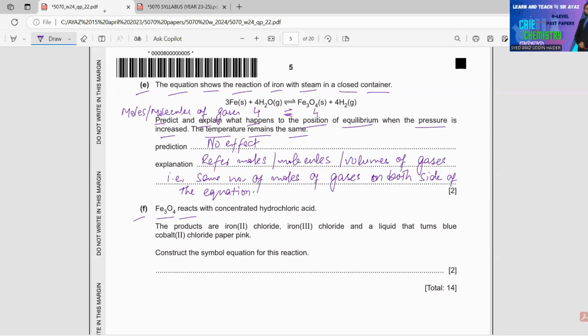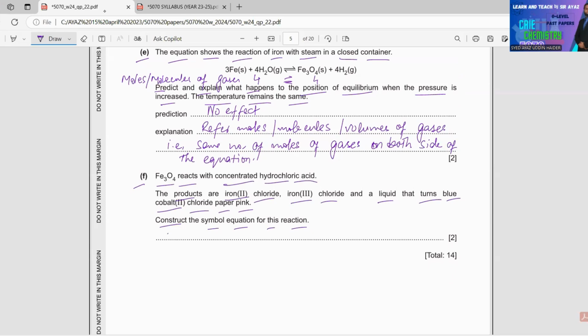Fe3O4 reacts with concentrated hydrochloric acid. The products are iron 2 chloride, iron 3 chloride, and a liquid that turns blue cobalt 2 chloride paper pink. Construct the symbol equation for this reaction. Now, it's the reaction of Fe3O4. They are not asking about the state symbol, so simply write down the reactants and products. It's reacted with concentrated hydrochloric acid. The products are iron 2 chloride.